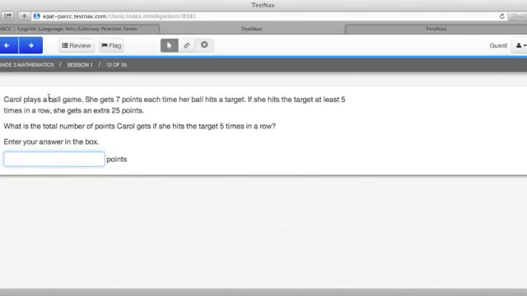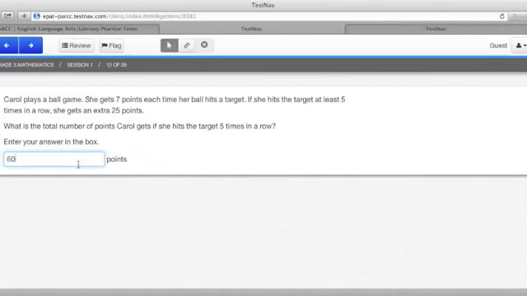The problem says that Carol plays a ball game. She gets 7 points each time her ball hits a target. If she hits a target at least 5 times in a row, she gets an extra 25 points. What is the total number of points Carol gets if she hits the target 5 times in a row? You should figure out that 7 times 5 is 35, and the extra 25 points makes 60.